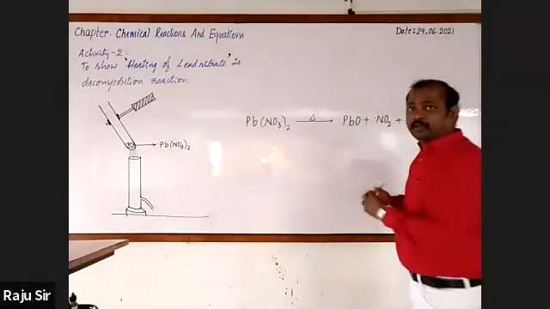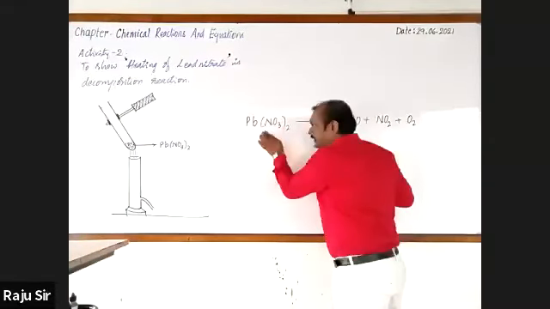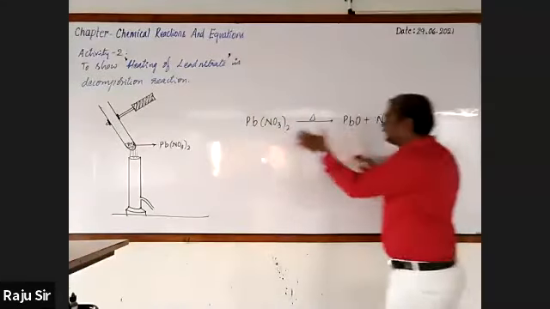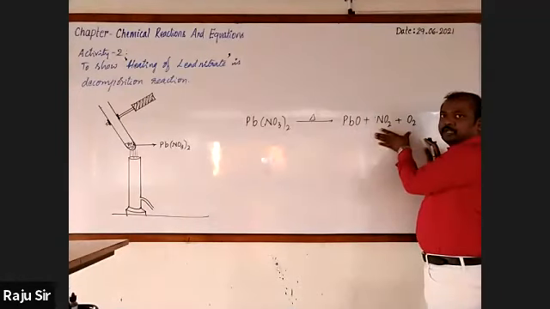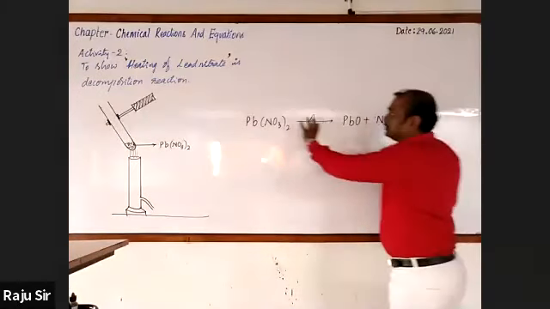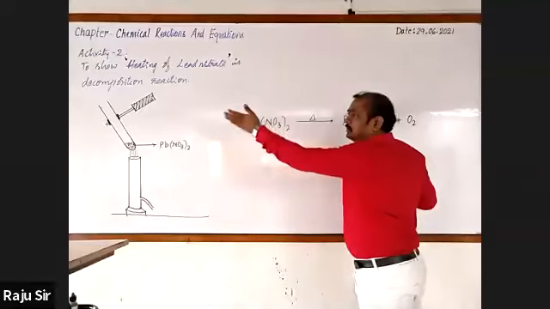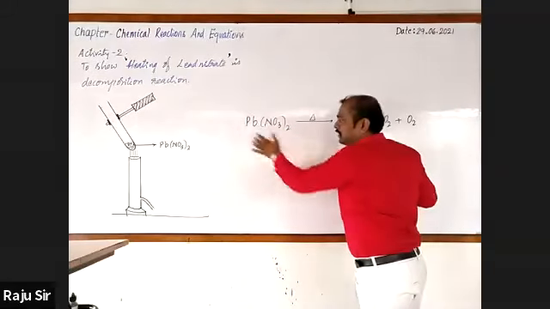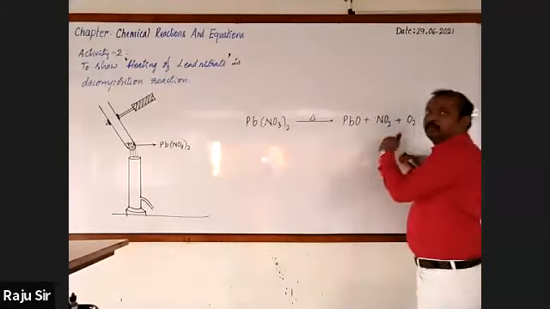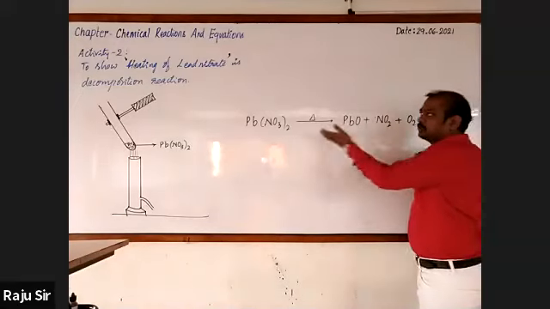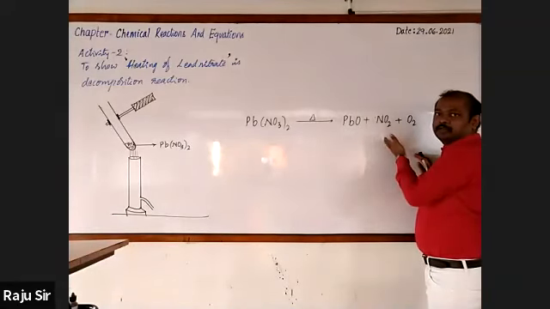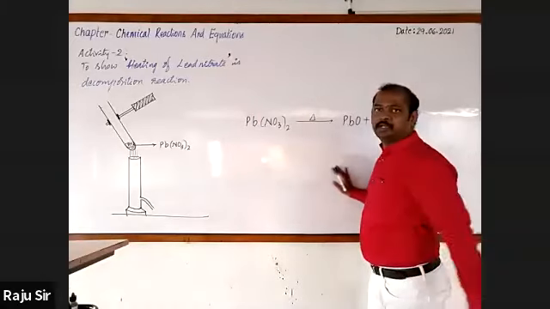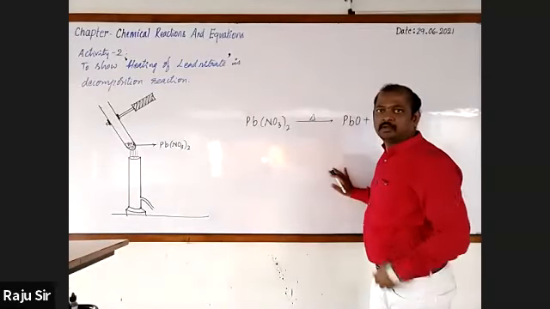So here you can come to know that one reactant is there. On heating, it gets split up into 3 compounds. So the chemical reaction in which a single substance gets split up into 2 or more compounds is known as a decomposition reaction. Therefore, it is a decomposition reaction. Clear?